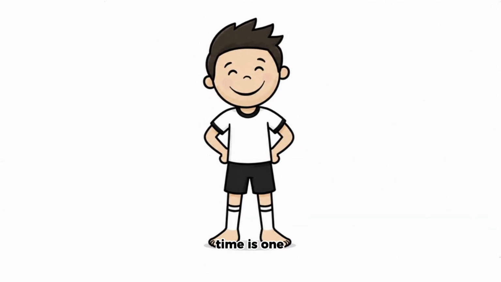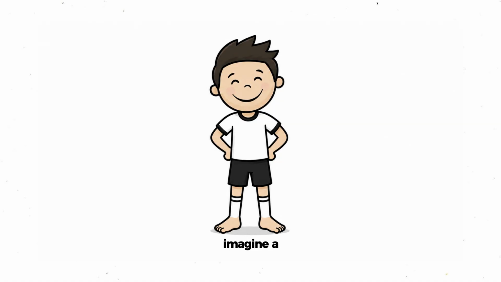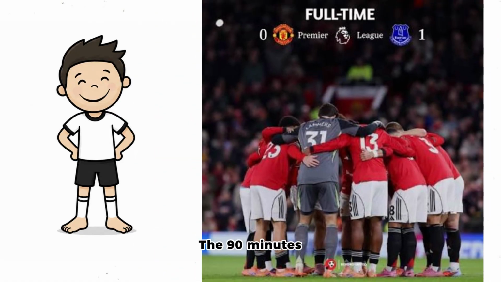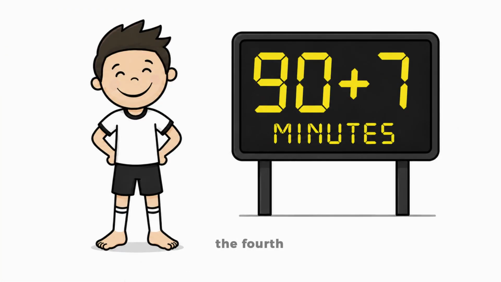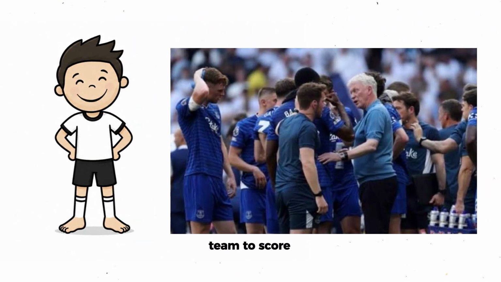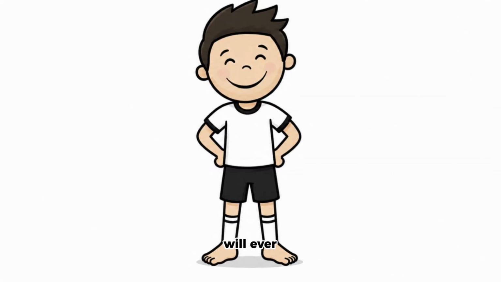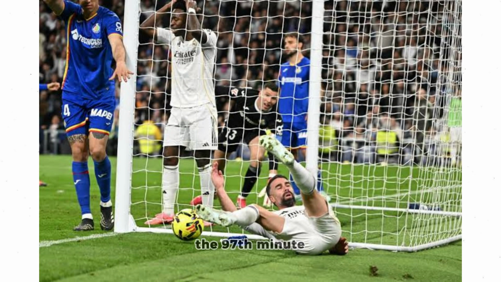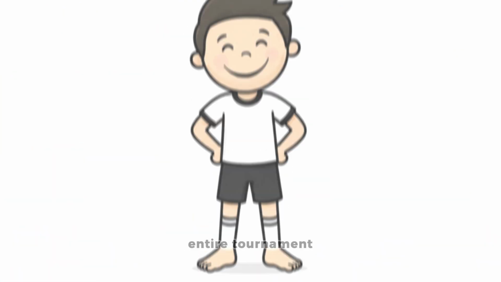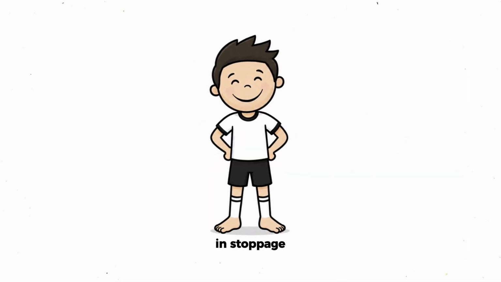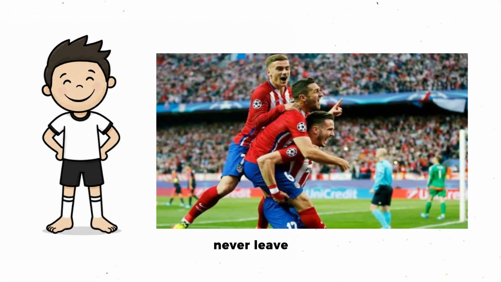Here is why stoppage time is one of the most dramatic moments in all of sports. Imagine a team is losing 1-0, the 90 minutes are up. Most fans of other sports would think, okay, it's over. But in soccer, the fourth official holds up the board, 90 plus 6. 6 more minutes for that losing team to score. 6 minutes of the most intense, desperate, heart-pounding soccer you will ever watch, and it happens all the time. Teams score in the 94th minute, the 97th minute, the 90th plus 10. Entire tournament runs have been saved by a single goal in stoppage time. It is the reason soccer fans never leave their seats early, because in this sport, it is never, ever over until the final whistle.